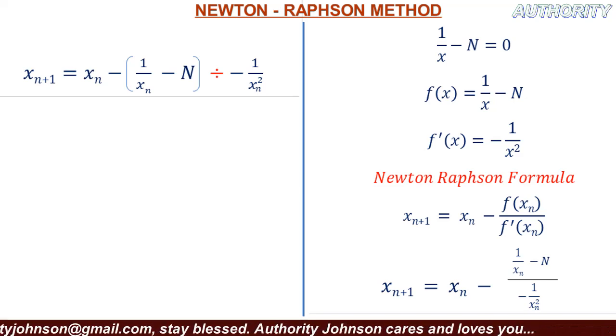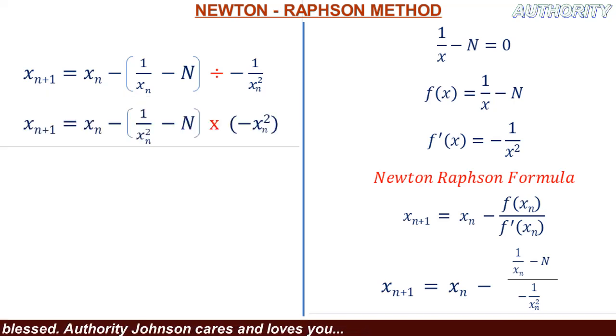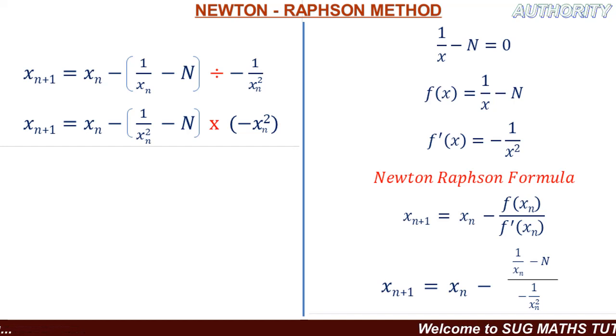So when you want to simplify, this division sign will turn to multiplication, and then you will perform inversion. The numerator will come down to the denominator, and the denominator will go up to the numerator, that is, the term on your right. So this is what we are going to have: xn plus 1 is equal to xn minus, in bracket, 1 all over xn minus n times minus x squared all over 1, or you simply say minus x squared.